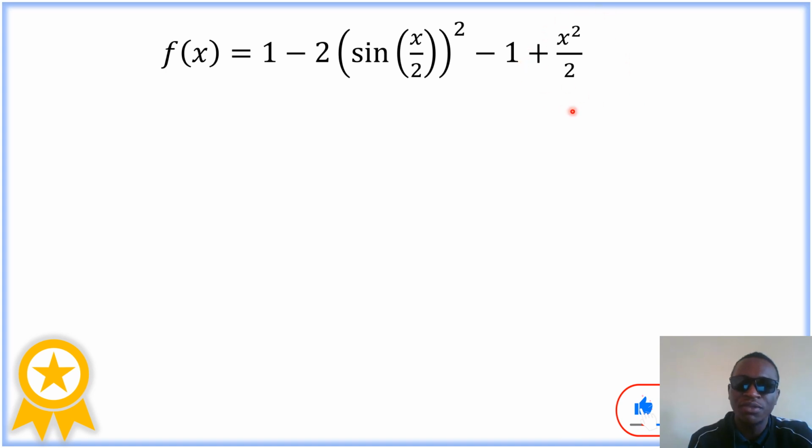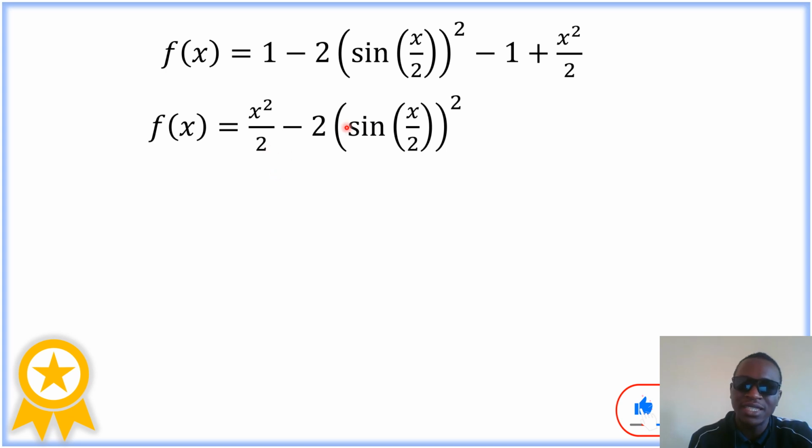We'll copy the positive term first. So f of x will be equal to x squared on 2 minus 2 times sine of x on 2, all that squared. From this stage, this is a simplified version of f of x. We will now use a fact, okay?